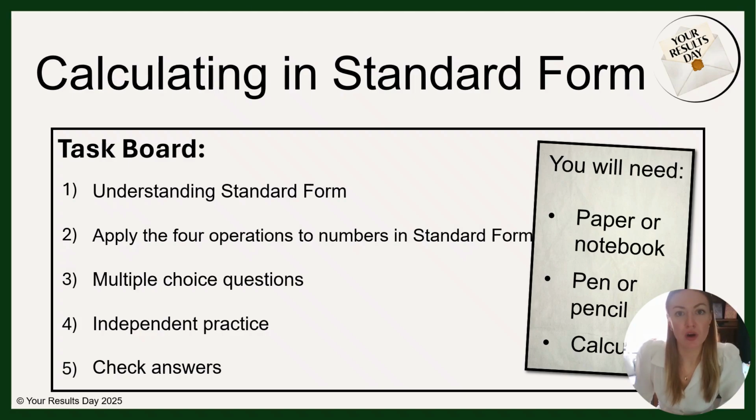If you're at the point where you've got the hang of writing numbers in standard form and converting back to ordinary form and you're ready to advance to the next level, then today we're going to look at calculating with values written in standard form.